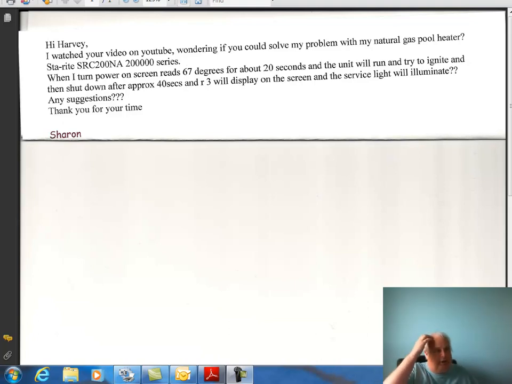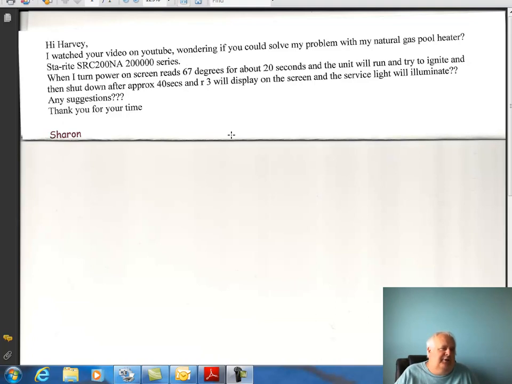But anyway, it's a question about a natural gas STA-RITE SR200, basically. It tries to fire up three times, and that's the default. They'll try to fire up three times. All right, any suggestions? Well, it could be as simple as, do you have gas? Do you have all your gas valves turned on?